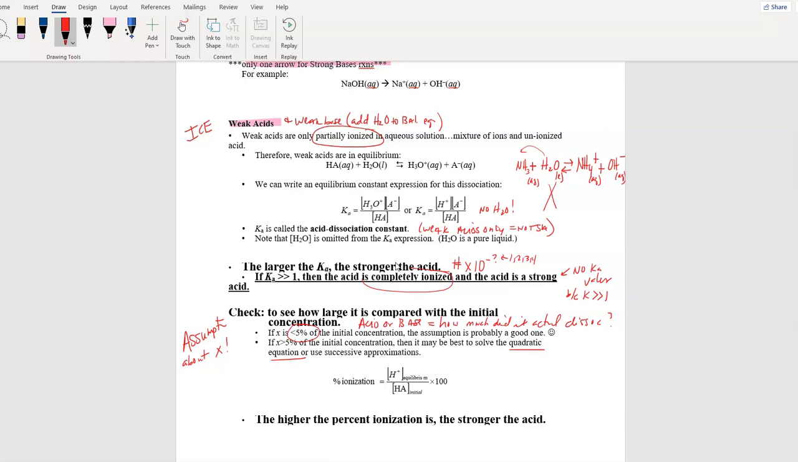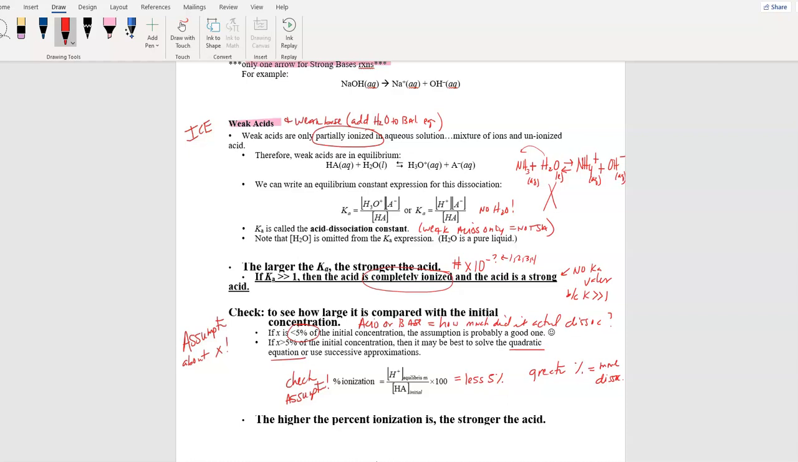So assume galore. You would then have to check your assumption. Okay, so it's called percent ionization. You take the H at equilibrium according to your ICE chart, and your HA, whoever that initial acid was, times 100, and we're looking for that less than 5%. So the greater the percent, the more it dissociates. And that's why strong acids are 100% dissociated.